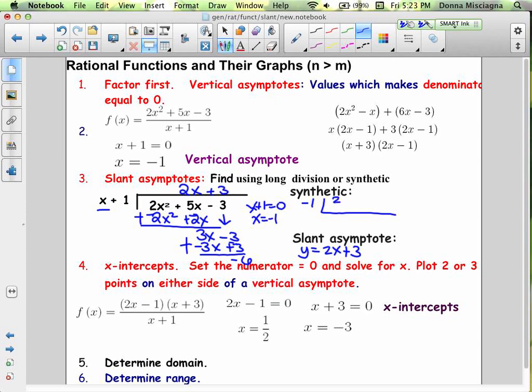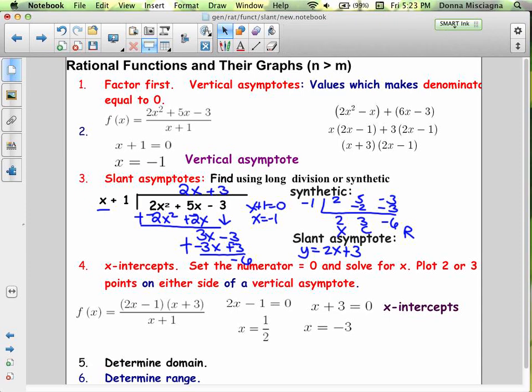Otherwise, I would have had a 0 something on the long division there. So we write our coefficients, 2, 5, and negative 3. We bring down the 2. 2 times negative 1 is negative 2. Add, we get 3. 3 times negative 1 is negative 3. Add, we get negative 6. And you can see they match. This is the remainder. We don't care about it. This is the constant. This is the x. We only care about those two. So y equals 2x plus 3 is our slant asymptote.